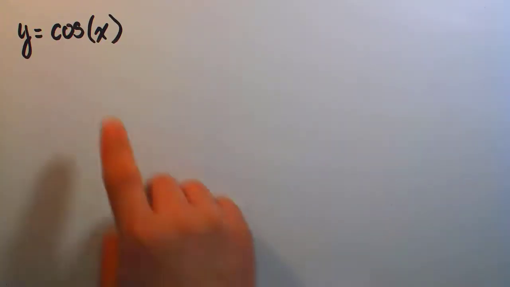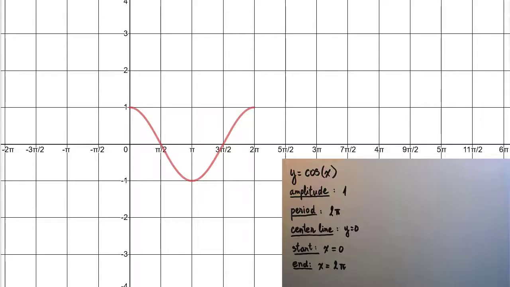Now, on our cosine of x function, here's once again the graph of cosine of x. And as a brief reminder, this wave here has an amplitude of 1. It has a period from start to end here being a total period of 2 pi. The center line of this standard cosine of x is on the line y equals 0, which is namely the x-axis. And it has a start at x equals 0, and the basic unit has the end at x equals 2 pi.